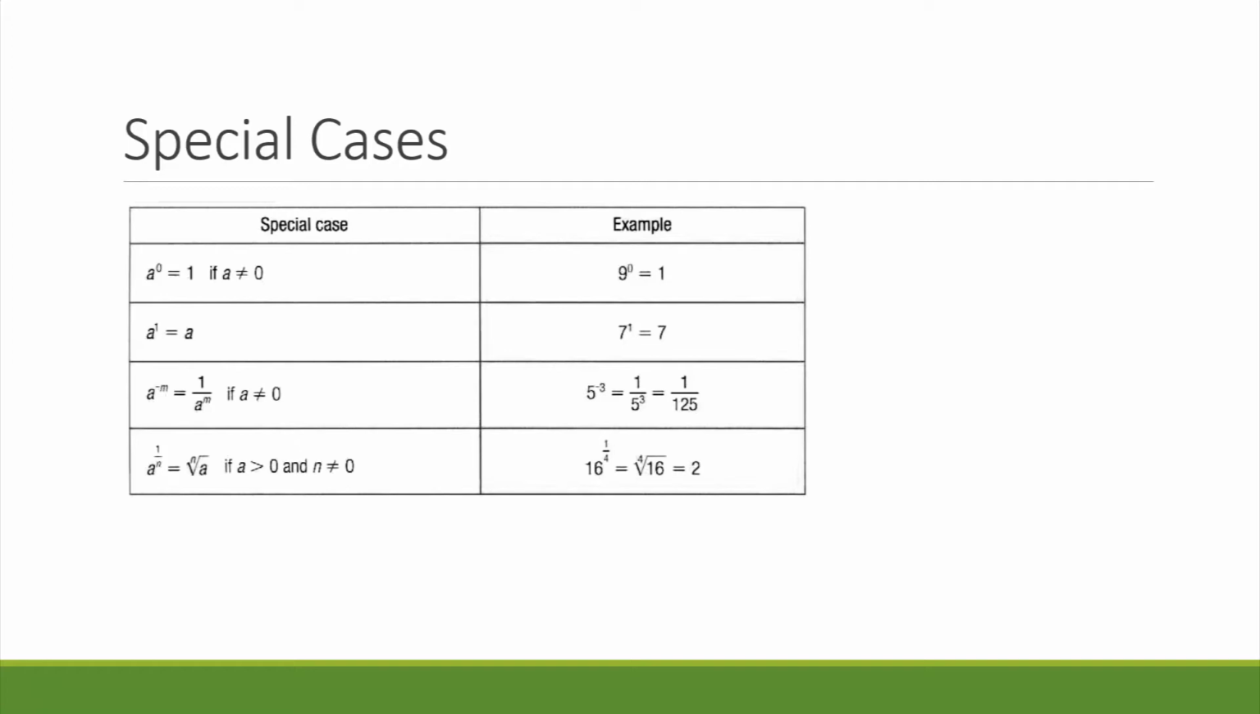which is equal to 1 over 125. A with an exponent of 1 over n means the nth root of a, again where a has to be greater than 0 and n cannot be equal to 0. As an example, 16 to the exponent 1/4 is asking us for the fourth root of 16, which is equal to 2, because 2 times 2 times 2 times 2 is equal to 16.